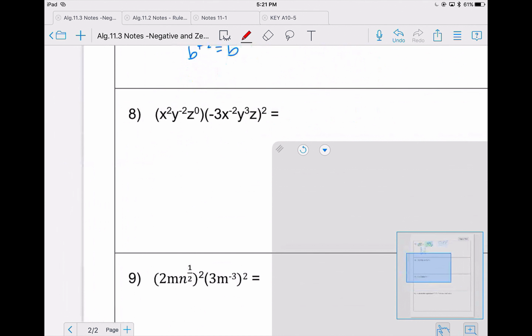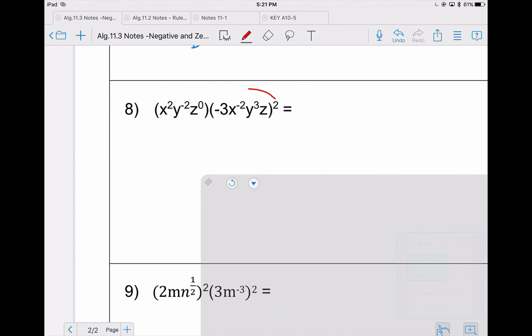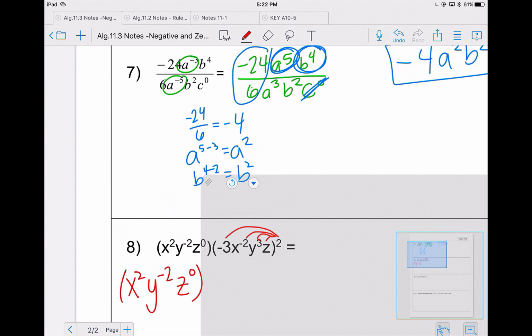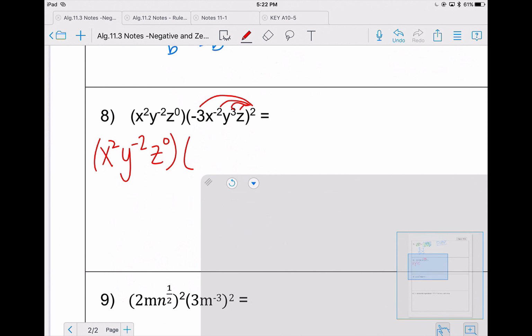Problem 8, first thing I'm going to do is distribute this squared because I have something in the parentheses that I need to take care of. My first term is staying exactly the same. Again, the only time you need to take care of moving negatives is if they're in a fraction like this and you have 2 of them. Otherwise, I would leave them and wait to the end.